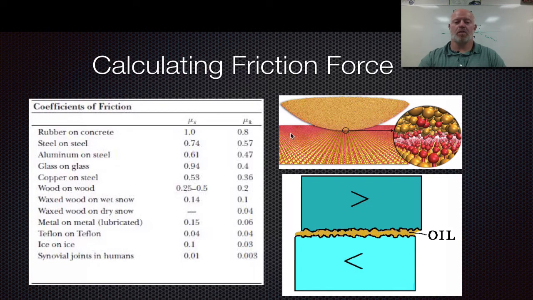Now, wax on wood with dry snow. We don't know for sure what that is, probably because it depends on the snow. Dry snow is really powdery, so it depends on how you compact it. I would guess this number is really hard to calculate. That's why that one's a blank.